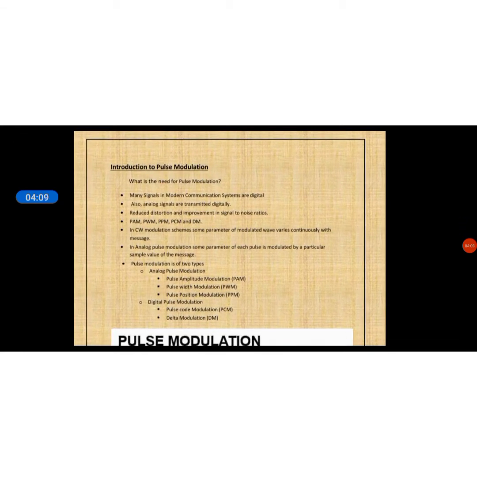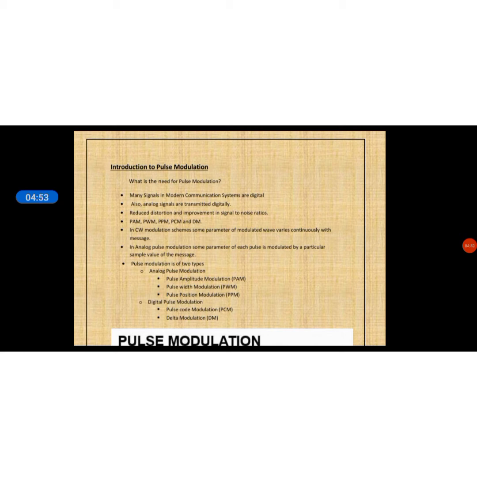The need for pulse modulation is that many signals in modern communication systems are digital. We know that already from the introduction class. Also, analog signals are transmitted digitally. We can convert the analog signal into digital, which reduces distortion and improves the signal to noise ratio. The performance can be evaluated by means of SNR, signal to noise ratio. In pulse modulation, there are different modulation techniques: pulse amplitude modulation, pulse width modulation, pulse position modulation, pulse code modulation, and delta modulation.